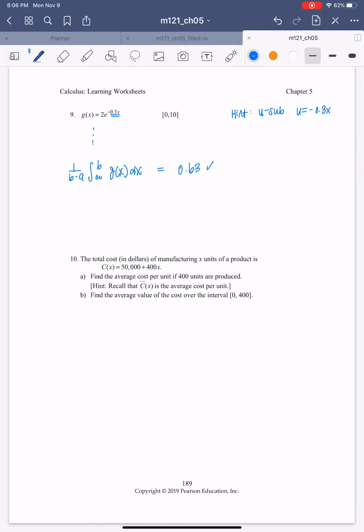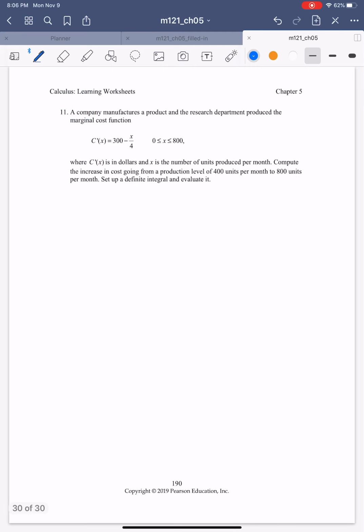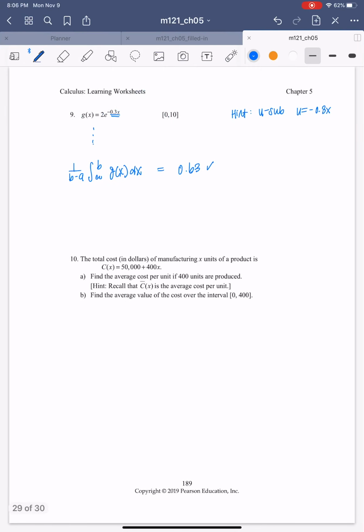All right. The last two problems are dealing with application problems. So I want to go over those two. Make sure that you have some application problems to look at when you are working on the homework. So let's go over both 10 and 11. Number 10.